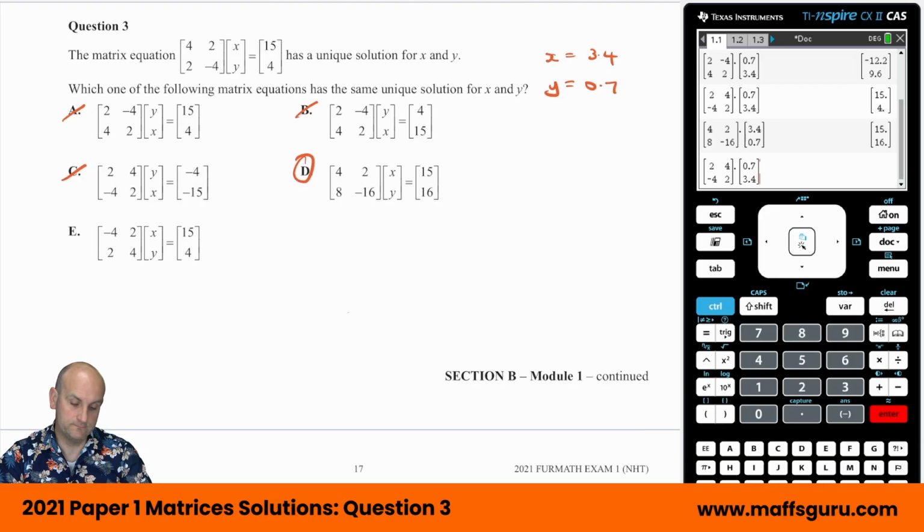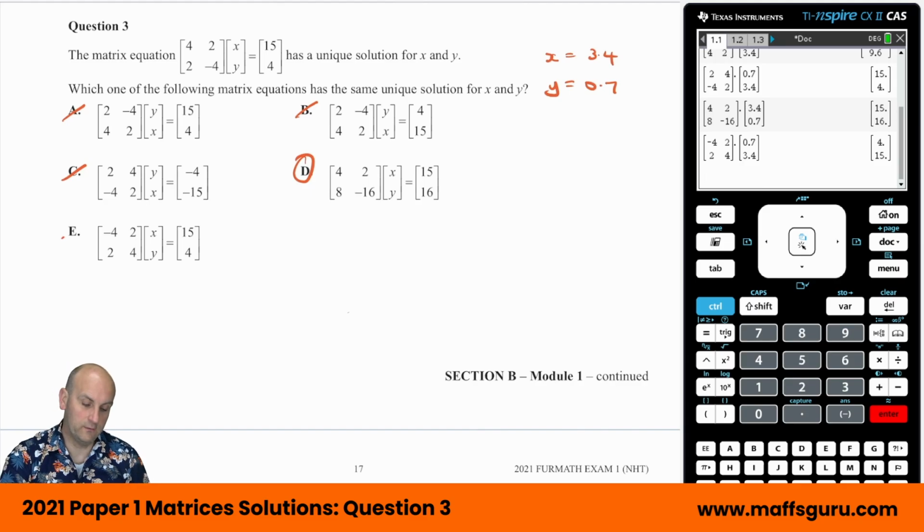let's just copy that one down, x and y. So I've got minus 4, 2, 2 and 4. Ka-ching, 4 and 15, not right. There we go. Now, if there's another way of doing this, please let me know.